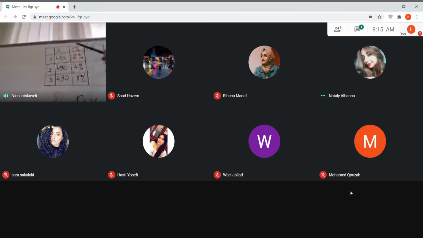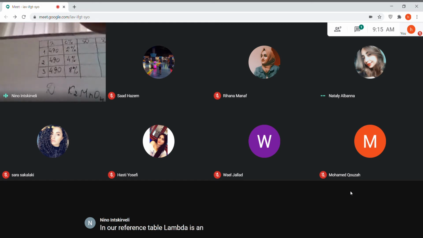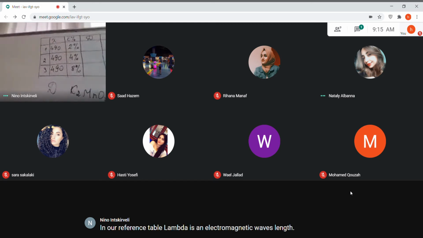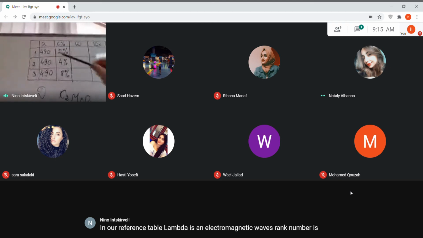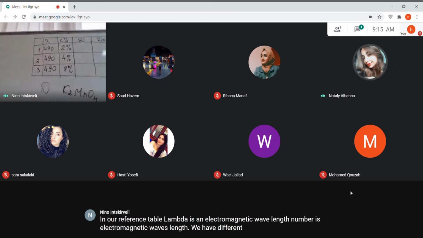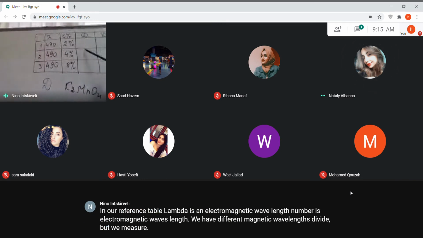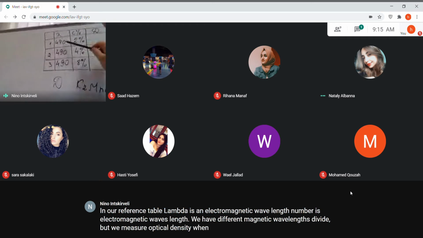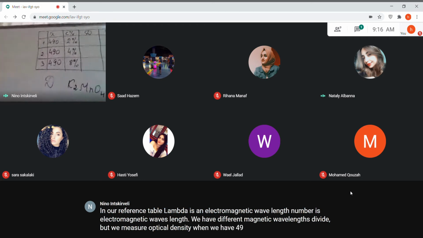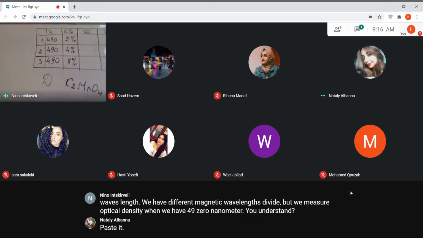In our reference table, lambda is electromagnetic wavelength. We have different electromagnetic wavelengths on our device, but we measure optical density when we have 490 nanometers. You understand? Yes, teacher.